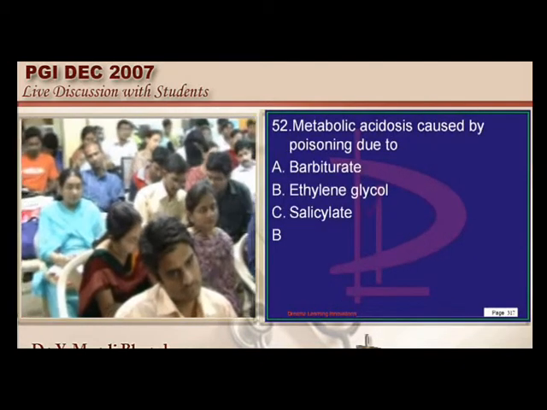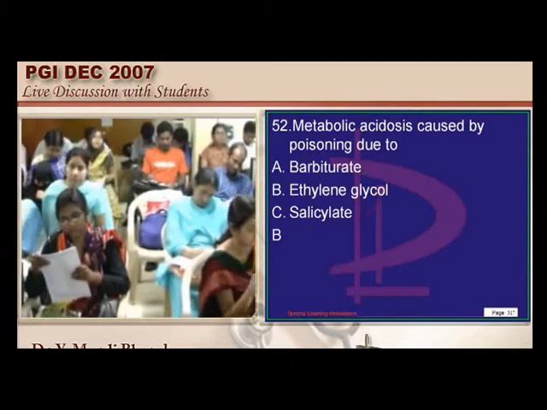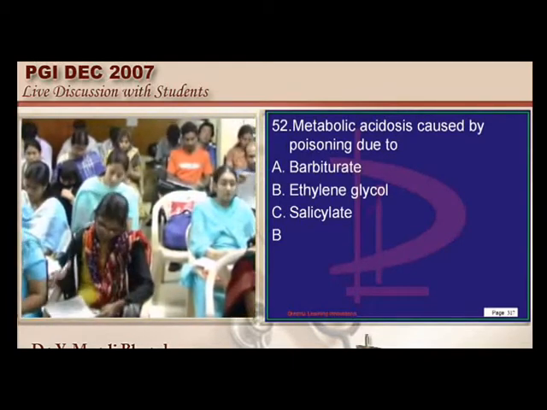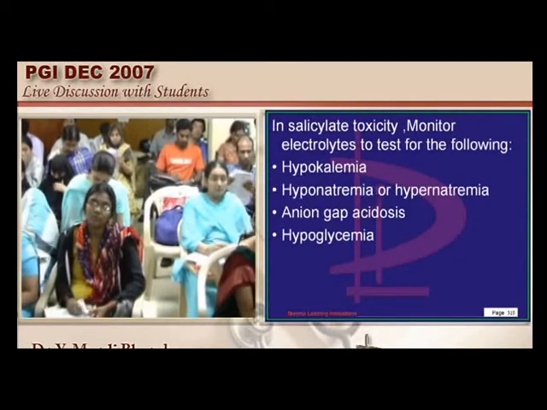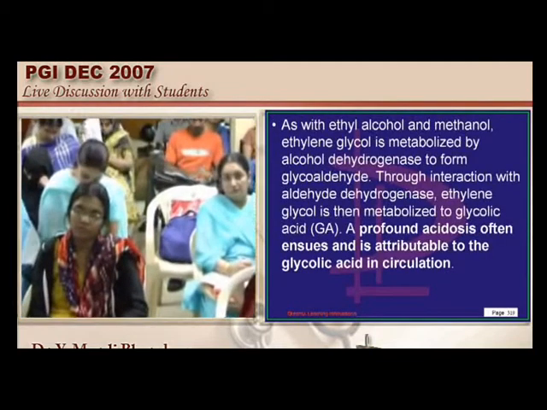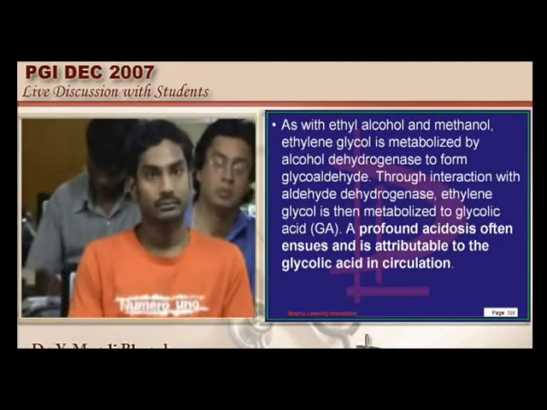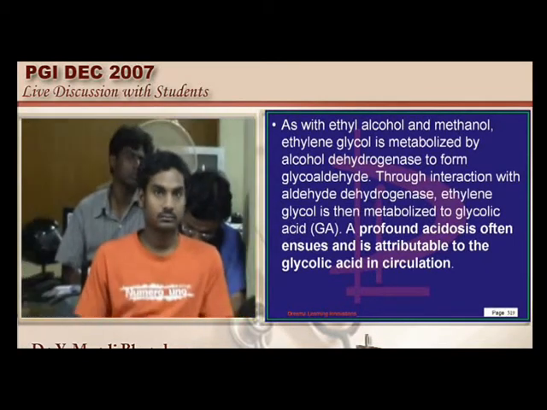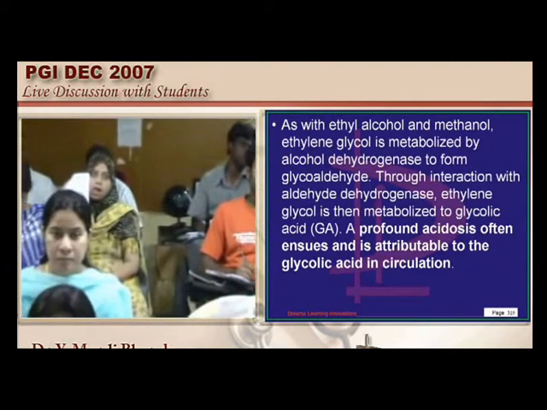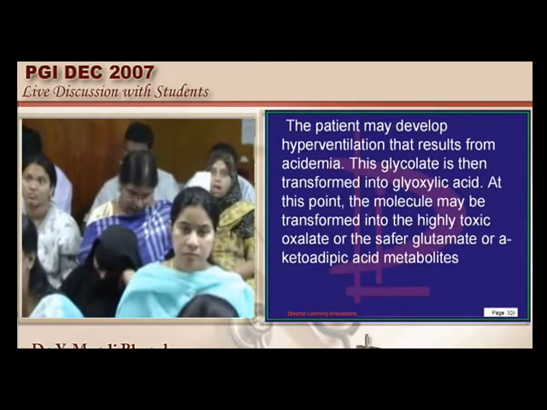Metabolic acidosis is a complication of ethylene glycol poisoning, and also of salicylate toxicity. What are the features in salicylate toxicity, doctor? Hypoglycemia, anion gap acidosis, hyponatremia, hypokalemia, all of them can be found. And ethylene glycol poisoning can cause accumulation of glycolic acid and oxalic acid, and that is the reason it can lead to the development of metabolic acidosis, is what needs to be remembered.